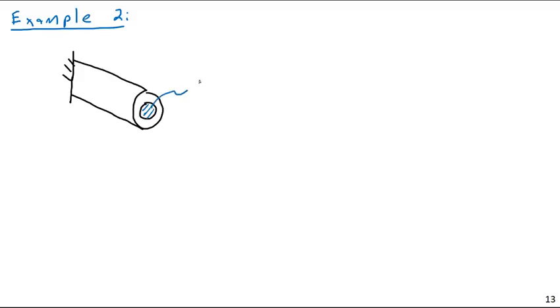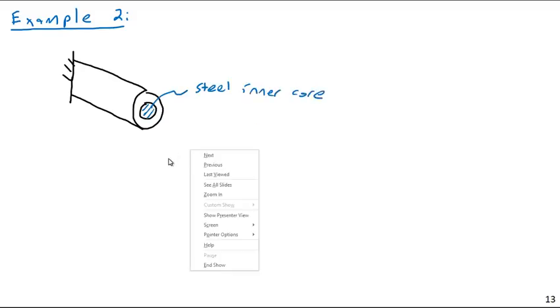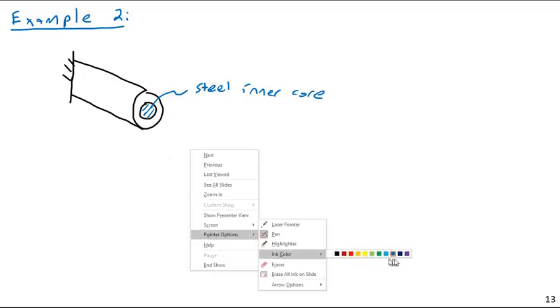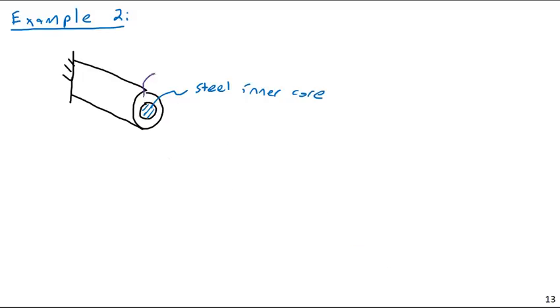I'm going to have a steel inner core surrounded by an aluminum outer surface, an aluminum outer core. Basically, it's an aluminum section with the middle drilled out and steel inserted into the middle.